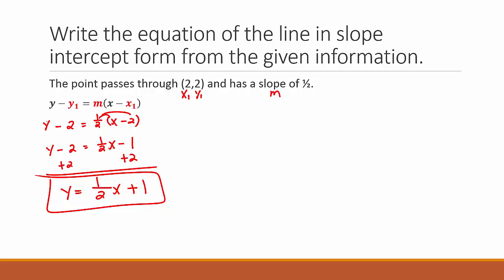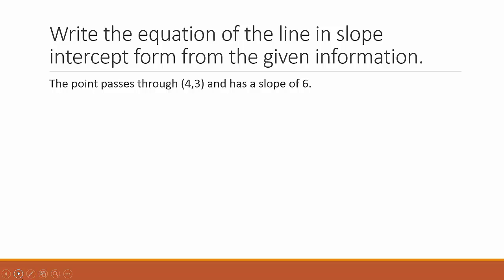Okay, let's look at another example. So let's say that the line this time goes through the point 4, 3 and has a slope of 6. Well, again, we're given a point and we're given the slope, so we're given the information that we need to be able to write the equation of this line. The 4 is your x1, the 3 is the y1, the slope, m equals 6.